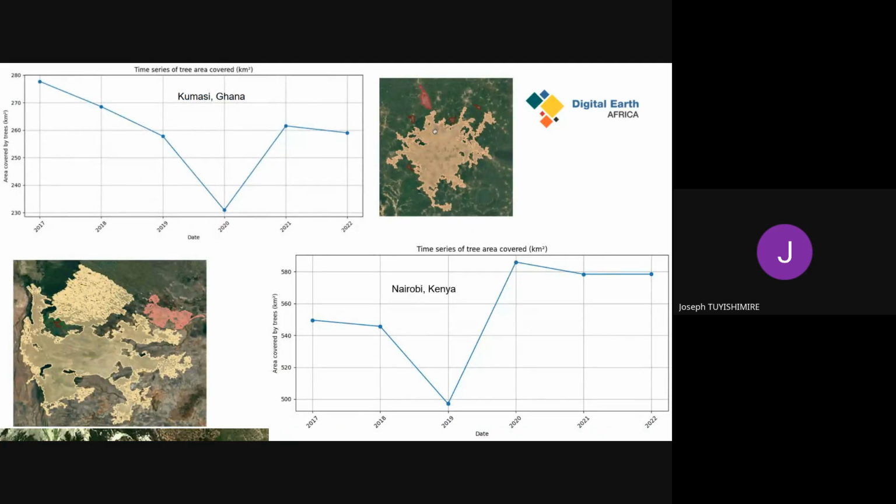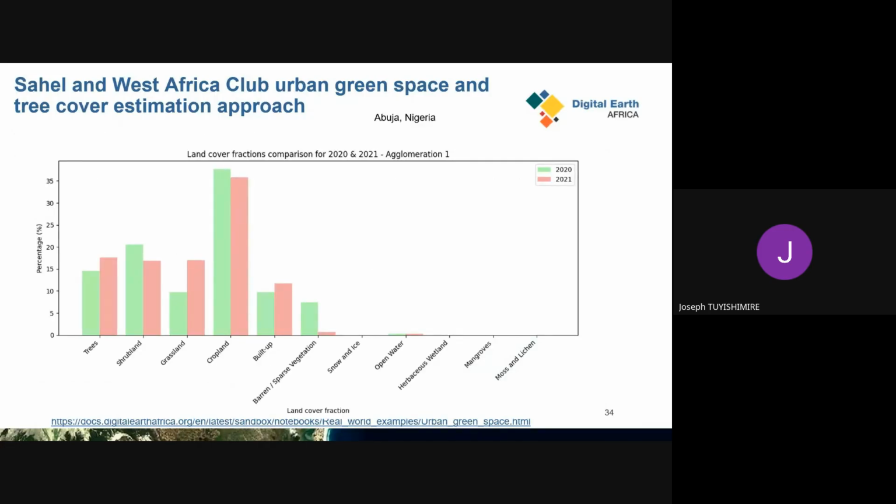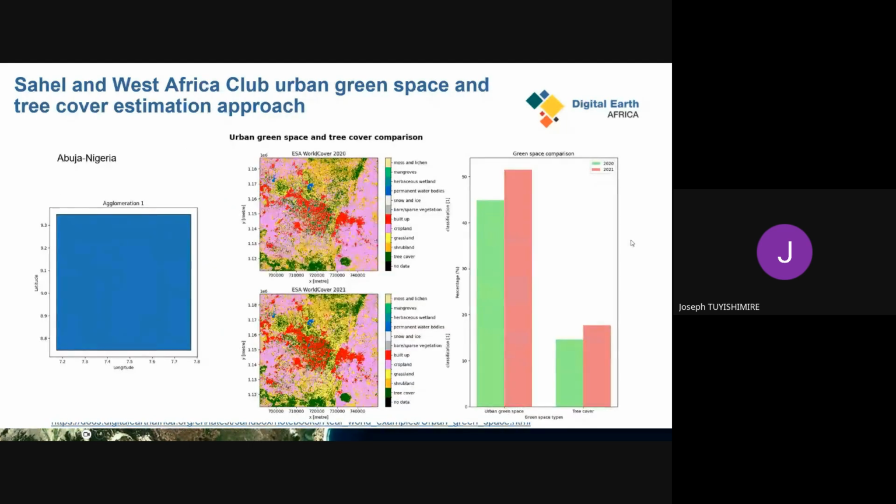Compare Kumasi, equally behaving well, almost stable for both Kumasi and Nairobi. But if I go to Abuja, as it is showing, you can see how the tree cover was evolving, and most importantly, the green spaces and tree cover were increasing in the city. So that was about urban growth.